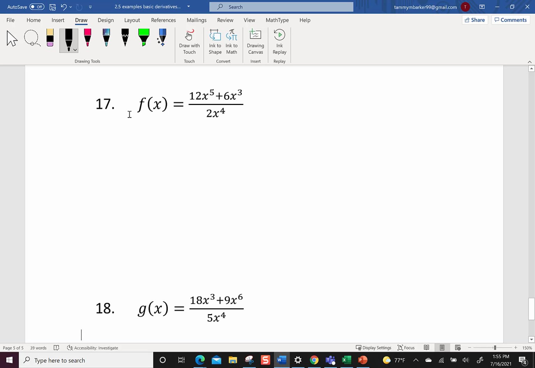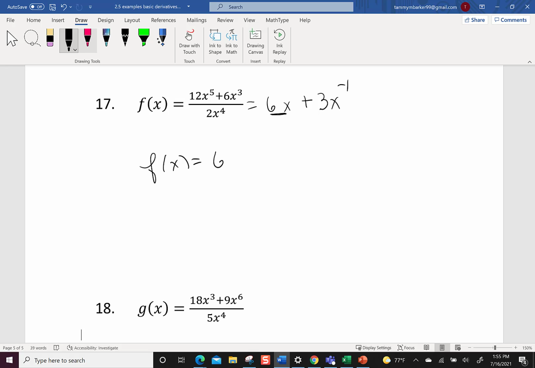17, f of x is equal to 12x to the 5th plus 6x cubed over 2x to the 4th. So another time that we're dividing, we want to first do our division of each term. So I have 12x to the 5th over 2x to the 4th. 12 over 2 is 6. Remember, when you divide the same base, you are going to subtract the exponent. So 5 minus 4 gives me x to the 1. I'm just going to write x. Plus 6x cubed over 2x to the 4th. 6 over 2 is 3. X cubed divided by x to the 4th, remember I'm going to do 3 minus 4 is negative 1. Right, this is still just the function. We haven't taken the derivative yet.